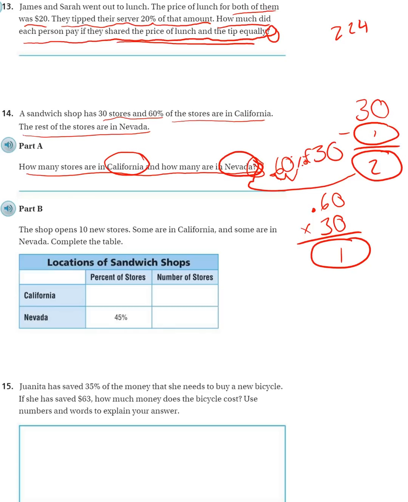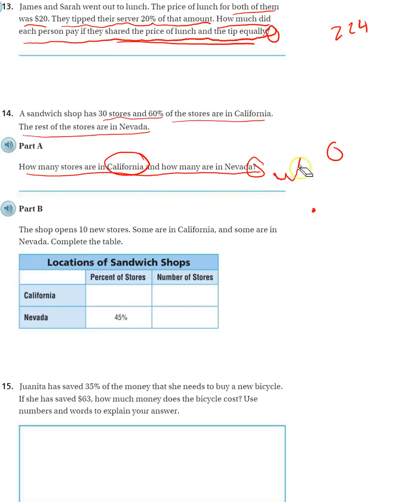So then you'll have answered both parts. So this first answer tells you how many stores are in California, and the second answer tells you how many stores are in Nevada. Okay, again, I'm going to let you do the math, but if you have additional questions, don't hesitate to ask. Rewind the video, pause the video where you need to, and work the problems out.